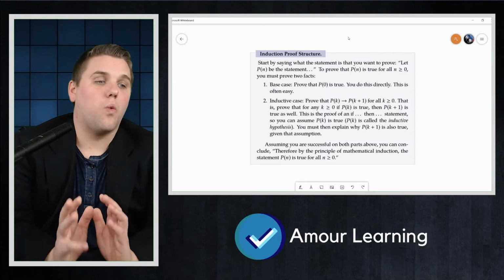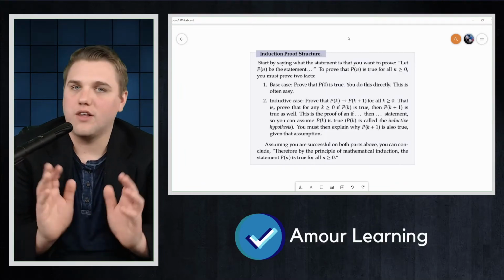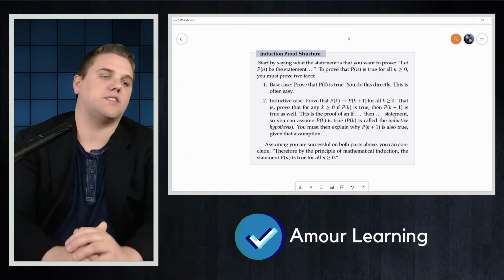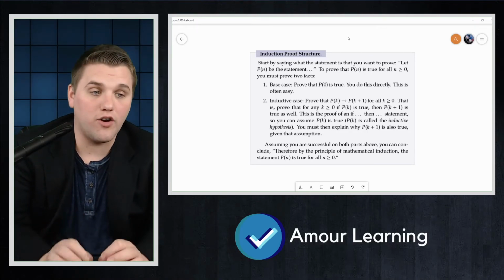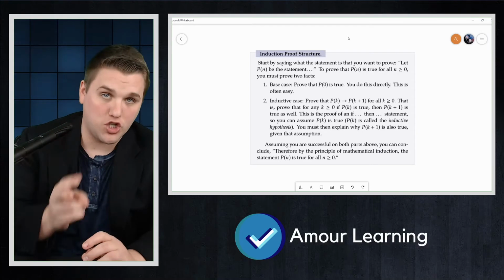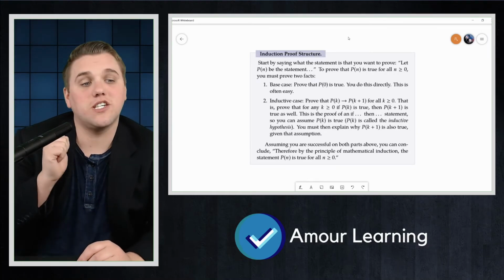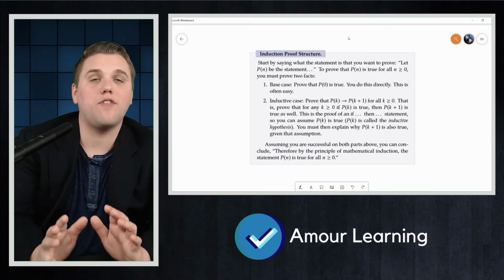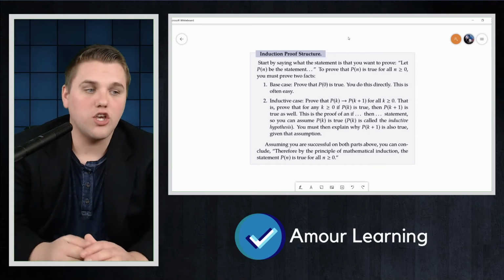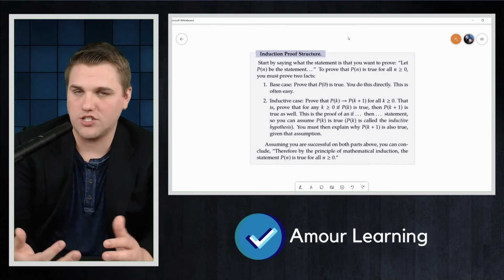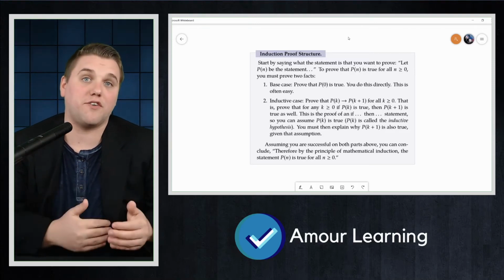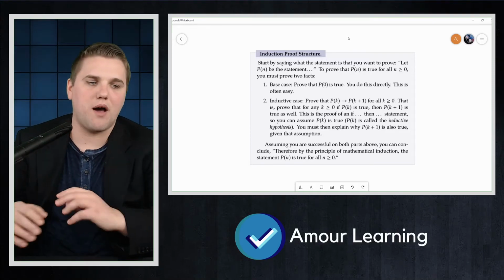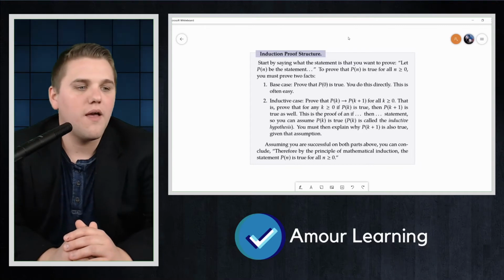Start by saying what the statement is that you want to prove. Let P of n be the statement blank. To prove that P of n is true for all n greater than or equal to 0, you must prove two facts. First is the base case. You have to prove that P of 0 is true. You do this directly, and this is often easy. That part of the proof is like proof by example, but you do it for specifically n equals 0. And we'll talk about special base cases in a moment here.